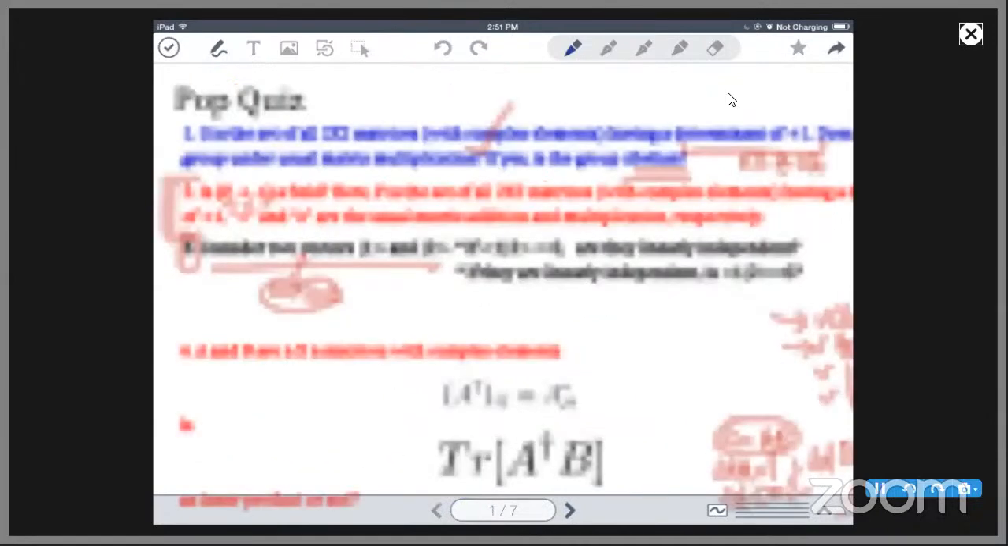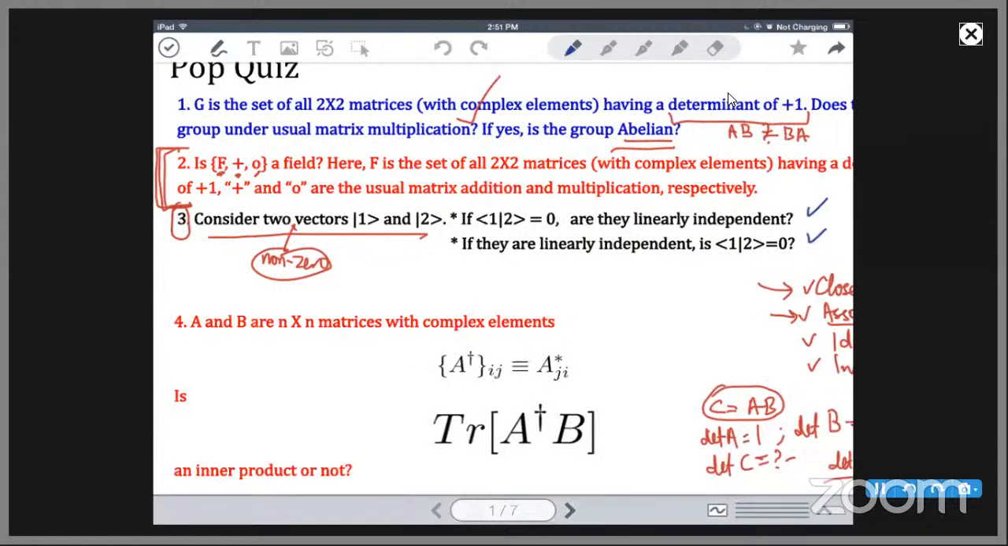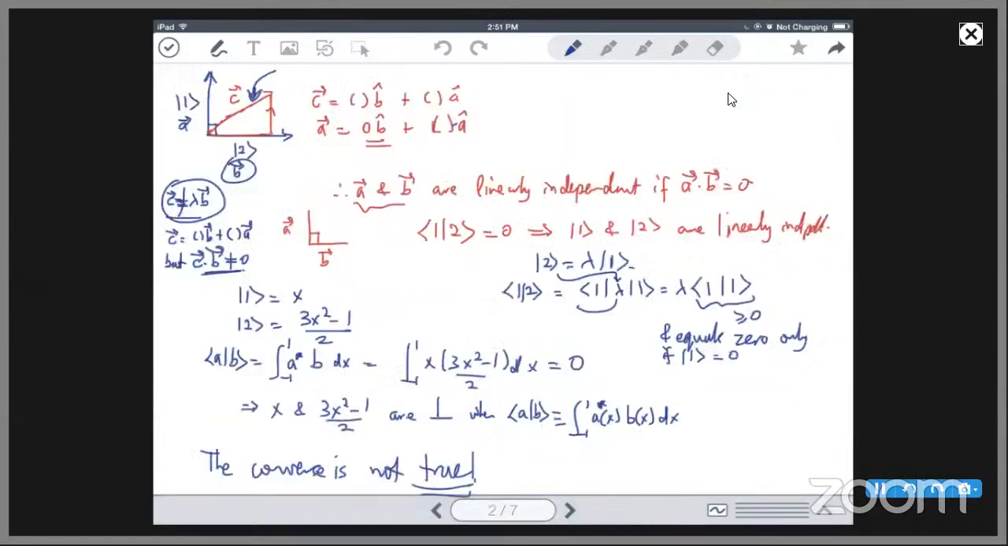So we go back. Yeah, so we answer this. This we already did just a moment ago. So this is an inner product, trace of A dagger. A dagger is what I define this way. The element of A dagger, ij, is AJI. Okay. Any questions?